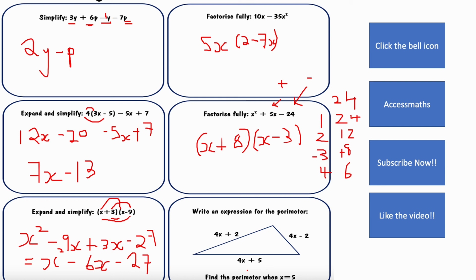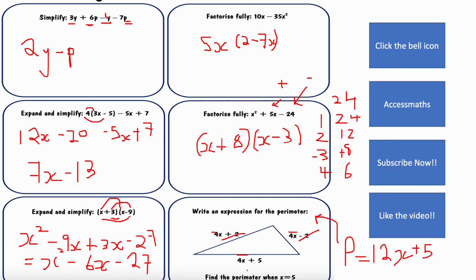Right, final question, guys. Write an expression for the perimeter. Well, the perimeter is the distance around the triangle or around the shape. So 4x plus 5 plus 4x minus 2 plus 4x plus 2. Well, 4x plus 4x plus 4x is 12x. Plus 5 plus 2 minus 2. Well, those are just going to cancel. So I'm going to get plus 5 here. Okay, so that's the expression for the perimeter for the first part.